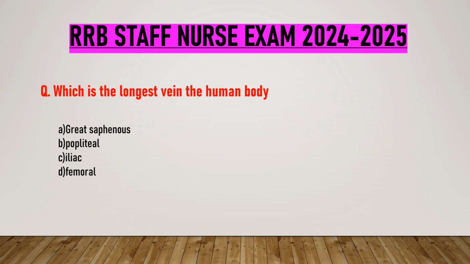Which is the longest vein of the human body? Options are great saphenous, popliteal, iliac, femoral. Answer is option A, great saphenous.